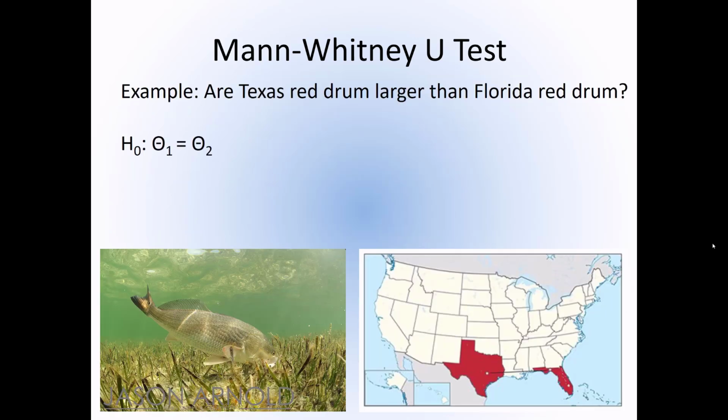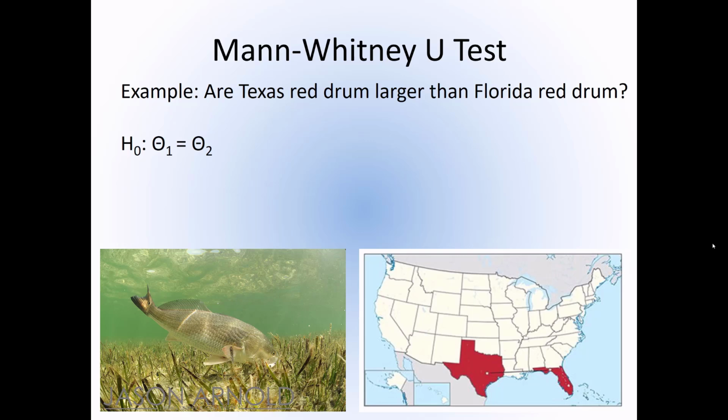Now, let's look at another example. Let's say that we're interested in looking at red drum across Florida and Texas. We're going to use the Mann-Whitney U-test to do so because our data are non-normally distributed. So our null hypothesis is that the medians are the same.